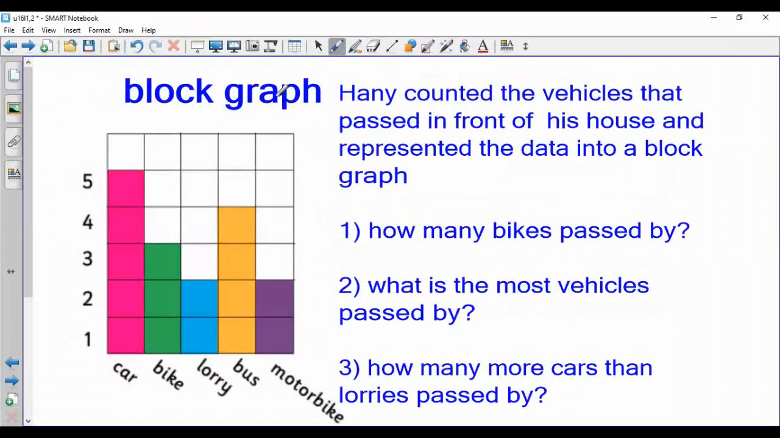Now we have a new topic called block graph. A block graph has a horizontal line, and on this horizontal line I write the data that I'm collecting, and on the vertical line I have numbers, and these numbers will be the frequency.